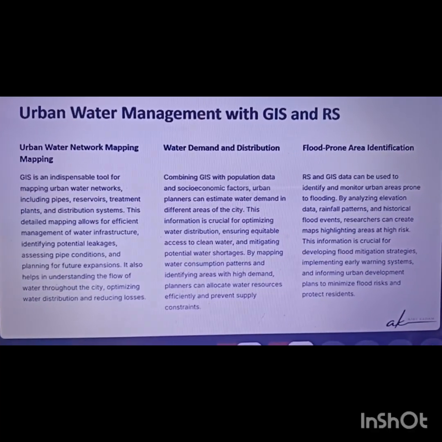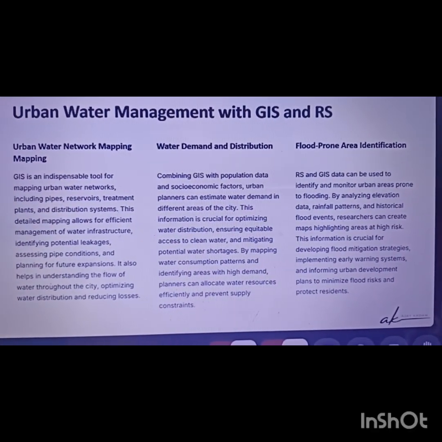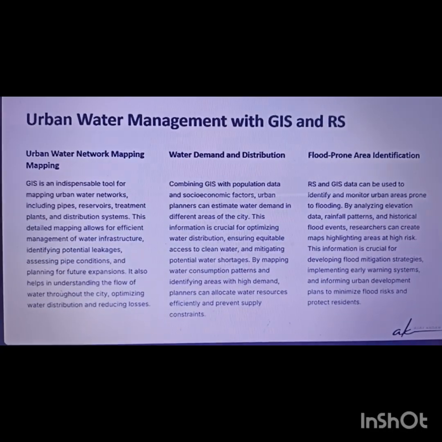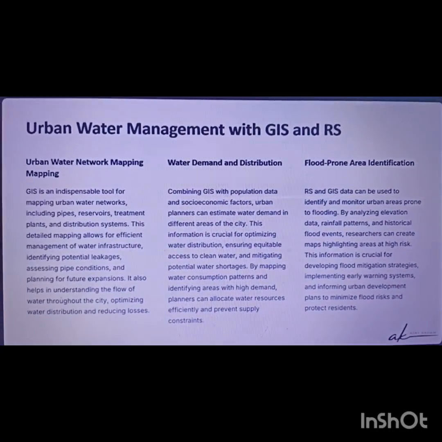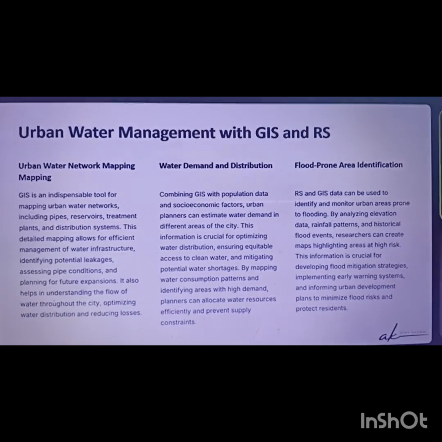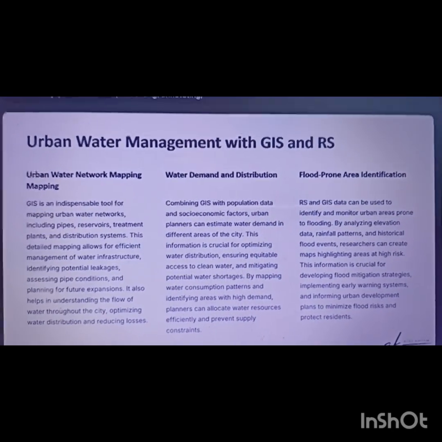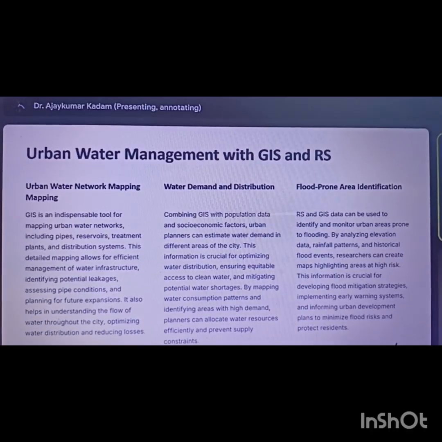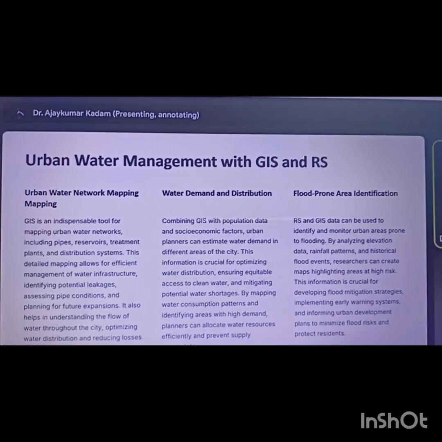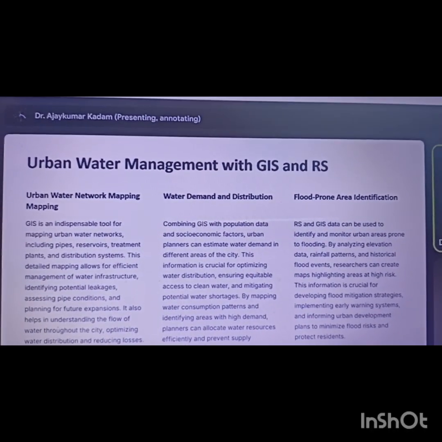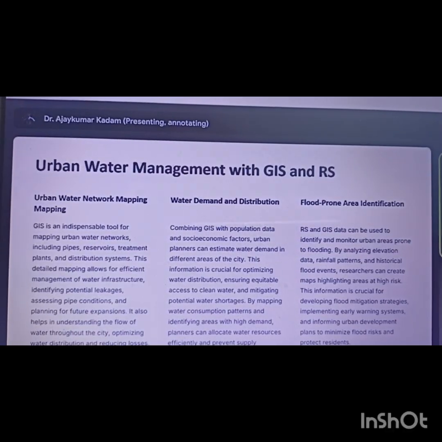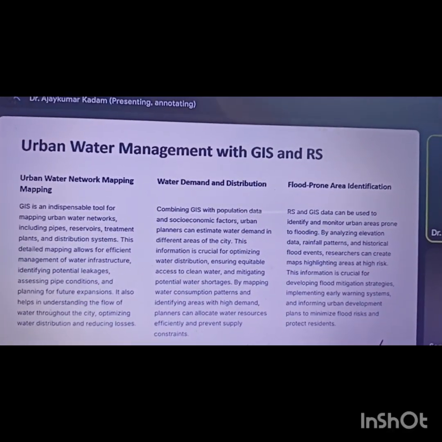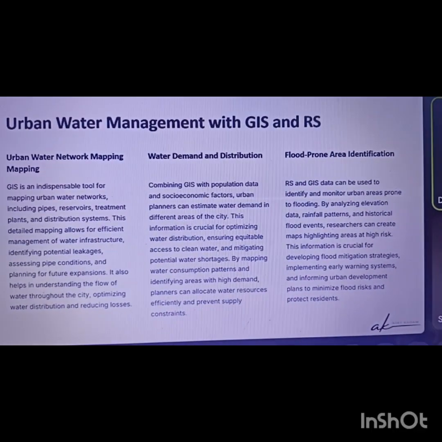After this, we will start with our next topic, urban water management. In urban water management, we will do water network or piping mapping. In piping management, we have to identify from where the water is distributed in this area. The distribution is always defined based on the demand: the more the demand, the more the distribution in that area.